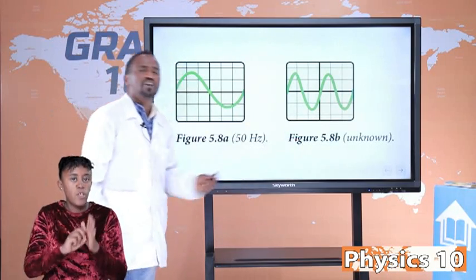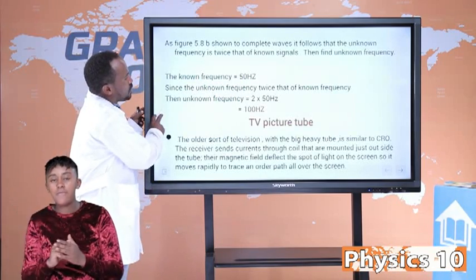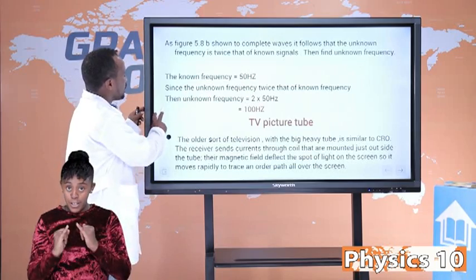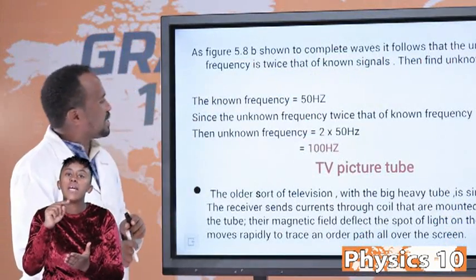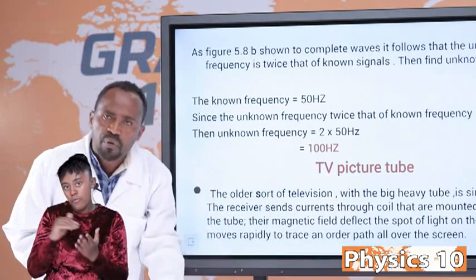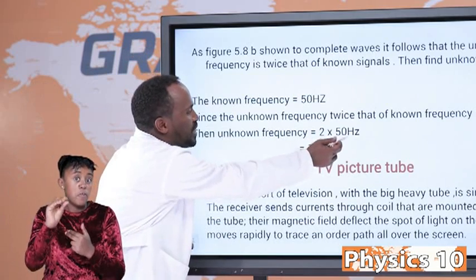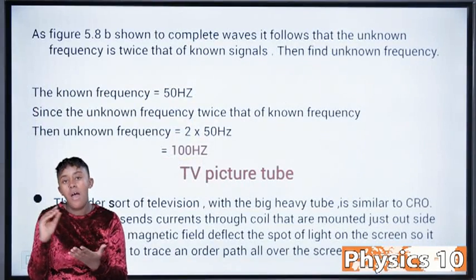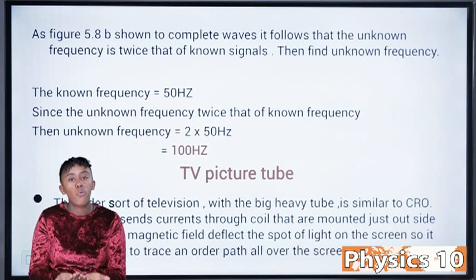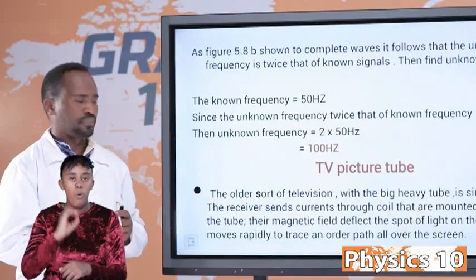We don't know the value of the unknown frequency in the second diagram. But we have the information that the known frequency is 50 hertz, and the unknown frequency is 2 times the known frequency. Therefore, 2 times 50 hertz is how much? 100 hertz. This is how to calculate the unknown frequency using a cathode ray oscilloscope.